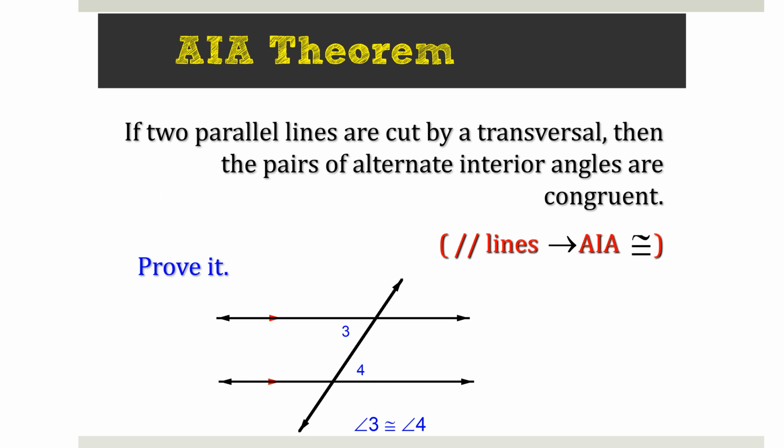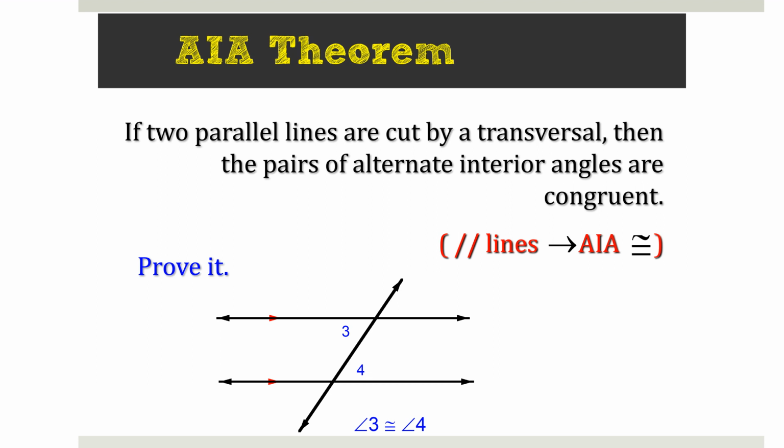Well, I'm going to introduce another angle here. I'm going to introduce an angle here. We'll call that angle 1. And then if I call that angle 1, I can now prove this theorem. So, what do we know about angles 1 and 3? They're the same. Angle 1 is equal to angle 3. Why? What kind of angles are they?